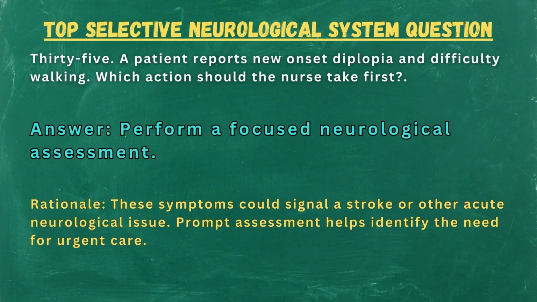35. A patient reports new onset diplopia and difficulty walking. Which action should the nurse take first? Answer. Perform a focused neurological assessment. Rationale. These symptoms could signal a stroke or other acute neurological issue. Prompt assessment helps identify the need for urgent care.